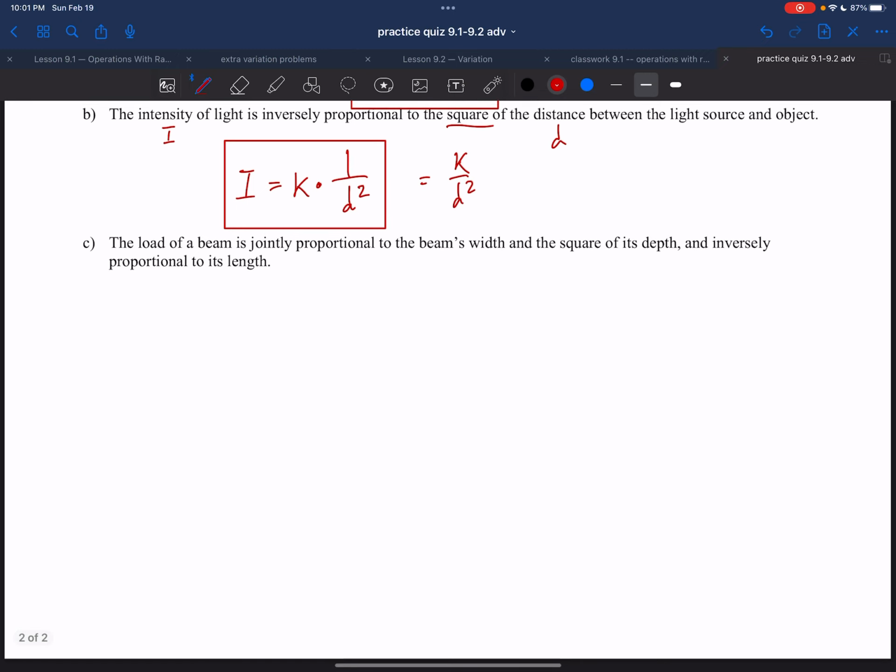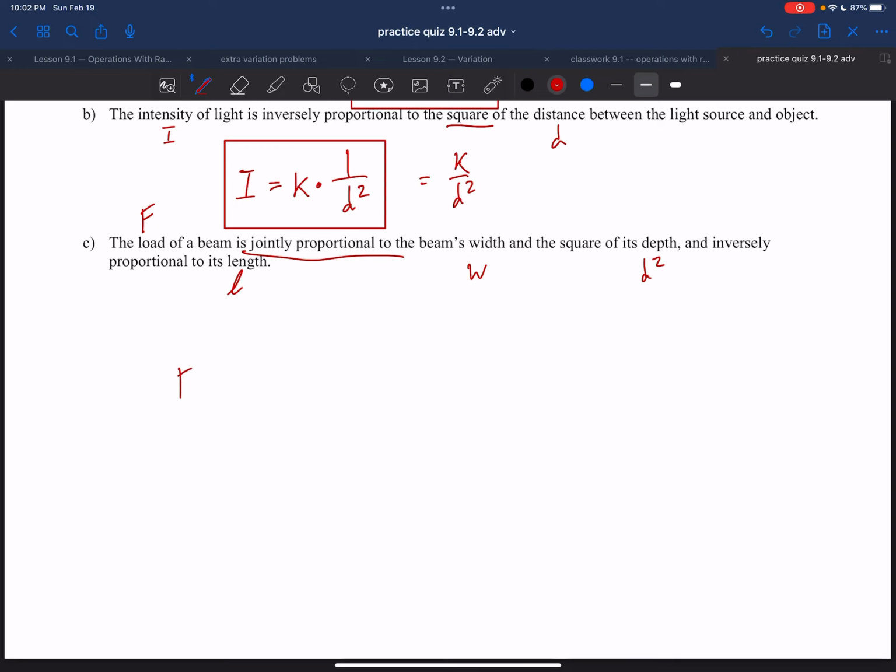Okay, and then letter C, the load of a beam is jointly proportional. So I'm going to call load, let's call that L, is jointly proportional to the beam's width, W, and square of its depth, that's D squared. And inversely proportional to its length. Ooh, let's call that lowercase l, maybe. I don't know if I want to use 2 L's. What do we want to call load? Is that just F? Like force? I'm just going to call it F, just for fun. So you can use whatever letters you like here, okay?